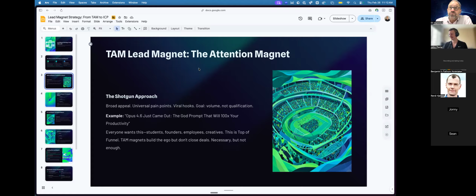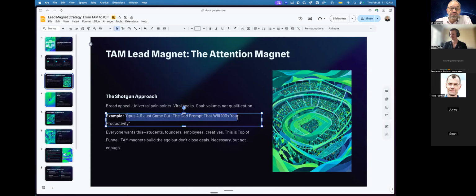So you start with the TAM. You make a big lead magnet, something that's trending, something that says, for example, Opus 4.6 just came out, this God prompt will increase your productivity. This is the wide net. You cast out that wide net onto the LinkedIn system. It appears in a bunch of feeds. A lot of people are attracted to it. It gets engagement. It goes viral.